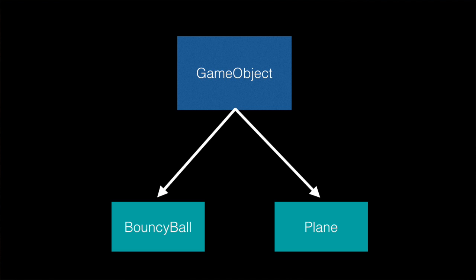So if I was to draw a tree of inheritance, it would look something like game object, with plane coming from game object on the left, and bouncy ball on the right. And I could even further inherit from plane and bouncy ball. As you'll notice, big C++ systems that have very complicated architectures will have many multiple levels of inheritance.